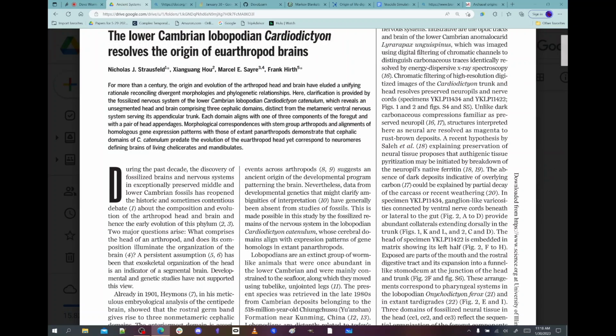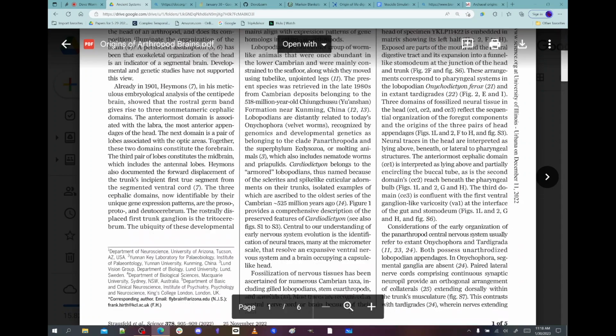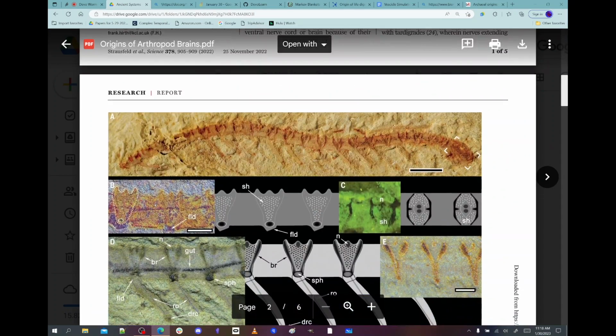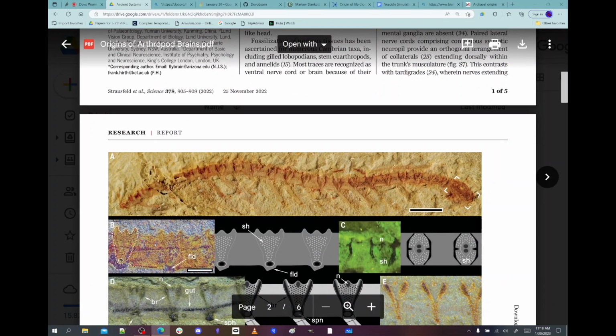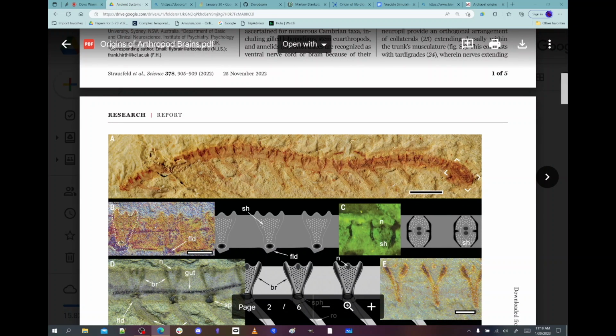So they talk about the origins of the brain. They talk about some of the early parts of the brain. They show the segments of this arthropod. So again, this is fossil evidence. And you have the origins of the arthropod and its segmentation.